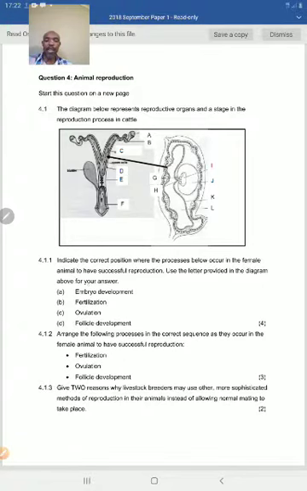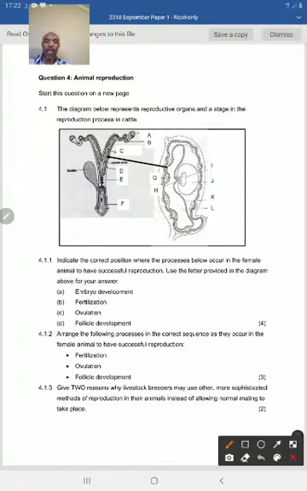Use the letter provided. Embryo development, we know embryo development happens in the uterus. Right? That's where the implantation occurs, which is number D. Fertilization happens in the ampulla of the fallopian tubes. But guys, I'm just writing what they want, which is only the letter. So the ampulla is B, of the fallopian tubes.